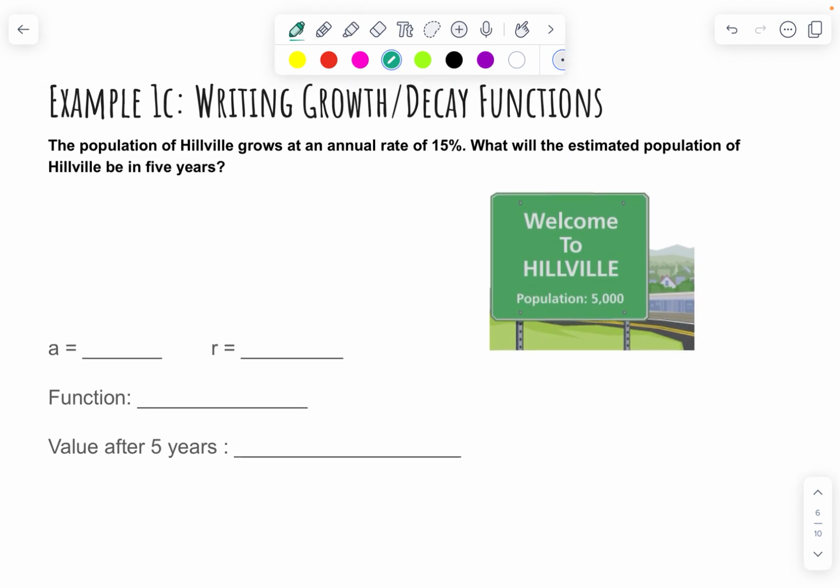The population of Hillville grows at an annual rate of 15%. It grows, so it's increasing. Our R, or our rate, is 15%. What will the estimated population be in 5 years? If we look here, it says that it originally is 5,000. So our starting value is 5,000. Our rate, 15 divided by 100, is 0.15.